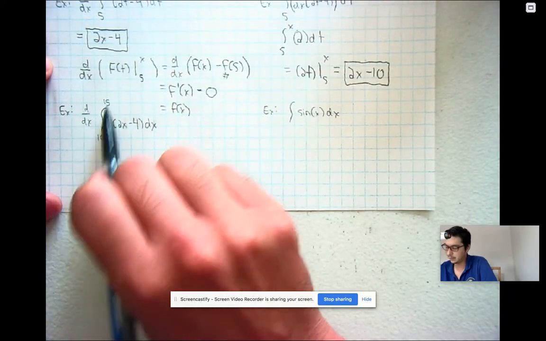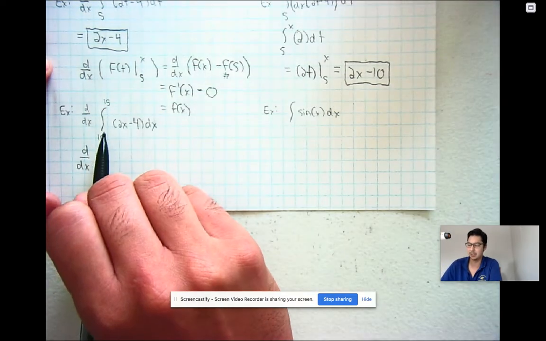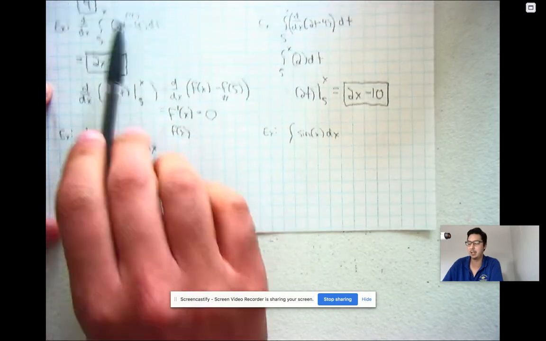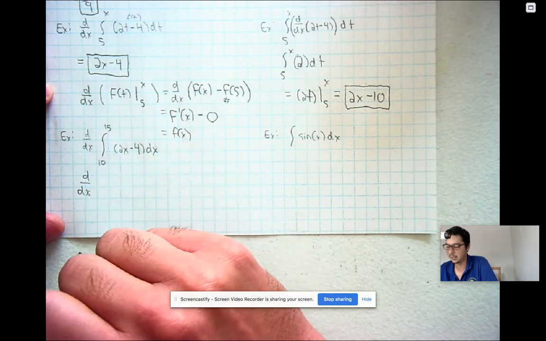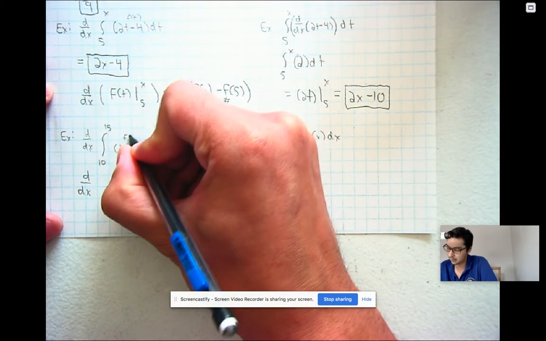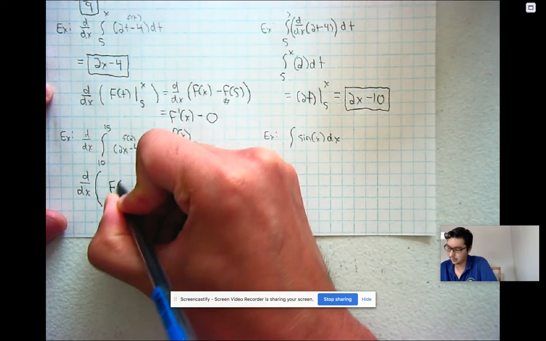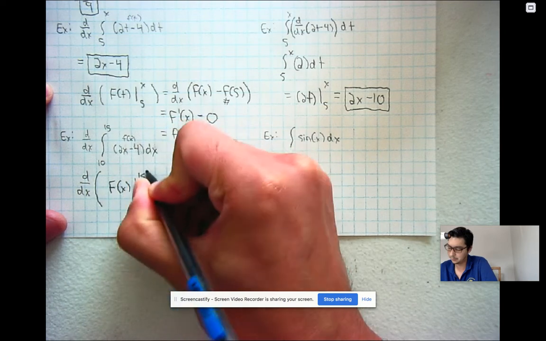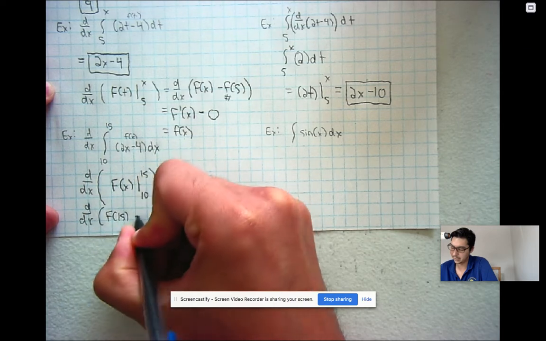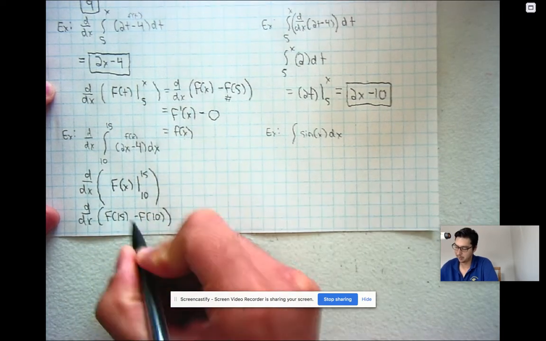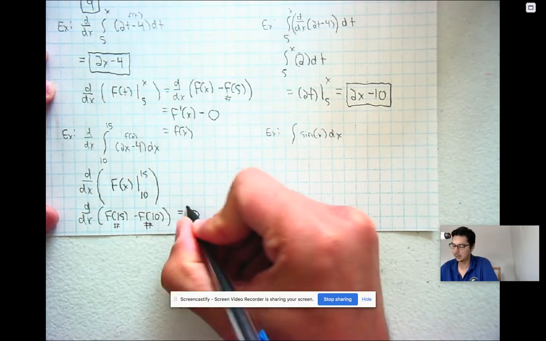The derivative of the integral from 10 to 15 of 2x minus 4. So we have the derivative, and you think, okay, I can just plug it in, but wait, that's not a variable x like the example up here, so it doesn't quite work the same way. If I call this f of x, you take the antiderivative of f of x and evaluate from 10 to 15. But when we do the antiderivative at 15 minus the antiderivative at 10, that's just a constant, and the derivative of a constant is 0.